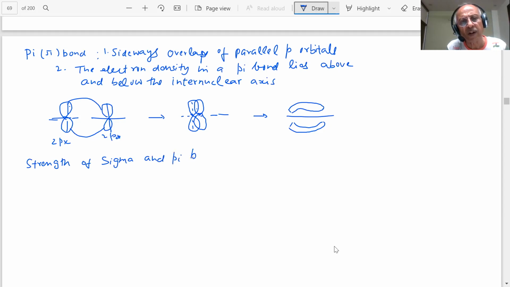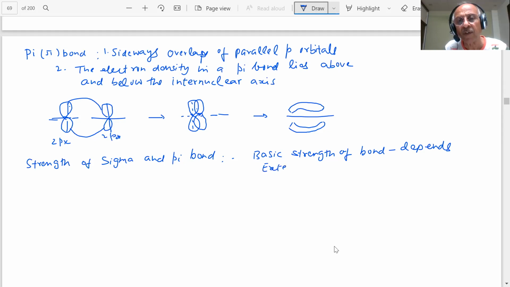Which bond will be stable, student? The greater the overlap of the atomic orbitals, the stronger the bond. Is it clear? So the basic strength of a bond depends on the extent of overlapping of the atomic orbitals. Is it clear?